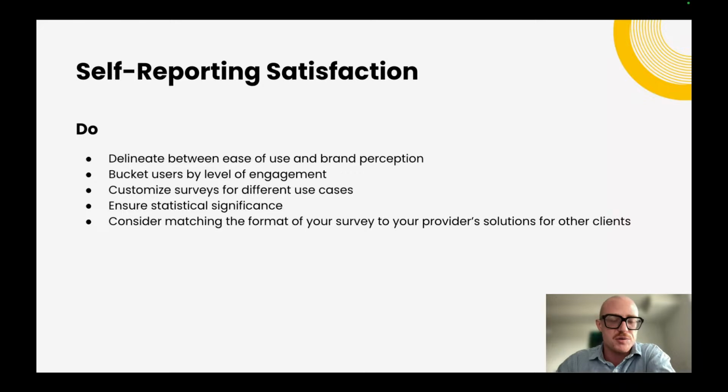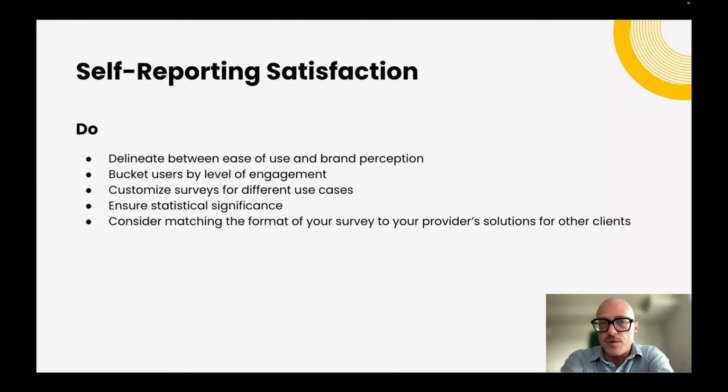I want to walk through these do's one at a time and give some examples for each one. The very first thing, probably the largest mistake that I find in giving customer satisfaction surveys, would be the failure to delineate between the ease of use of the actual experience and the brand perception of you, the chatbot builder. To give a really quick example of how that looks, instead of asking, how would you rate this from 1 to 5, end survey, that isn't really capturing what it is that they're ranking.